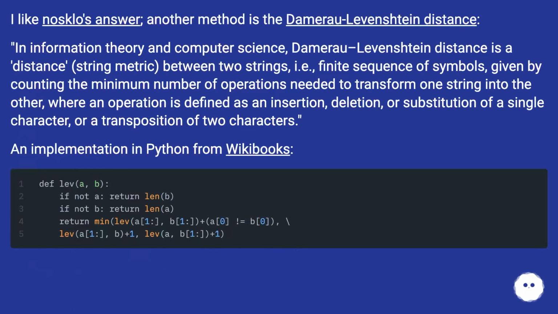I like Nosklo's answer. Another method is the Damerau-Levenshtein distance. In information theory and computer science, Damerau-Levenshtein distance is a distance string metric between two strings, i.e., finite sequences of symbols, given by counting the minimum number of operations needed to transform one string into the other, where an operation is defined as an insertion, deletion, or substitution of a single character, or a transposition of two characters.